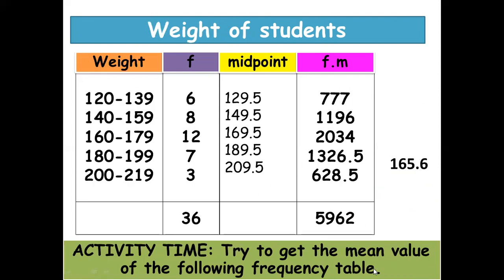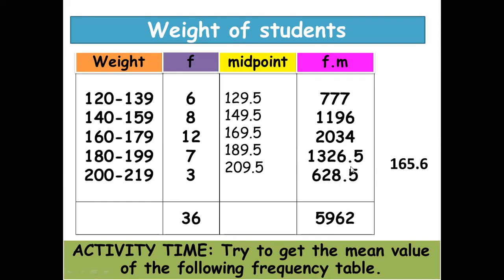Here's another example for the weight of the students. Again, the first thing we need to do is get the midpoint, which is 120 plus 139. You add the lower and the upper interval together and then divide by 2. You're going to get 129.5. Then fill in all the data needed for the midpoints. After that, we multiply the frequency with the midpoint. So 6 times 129.5 is 777. 8 multiplied by 149.5 is 1,196, and so on.